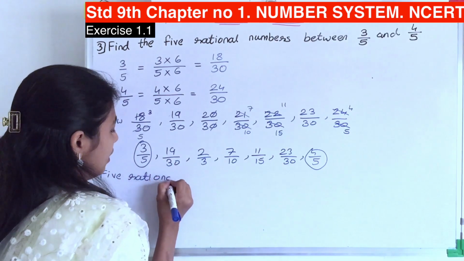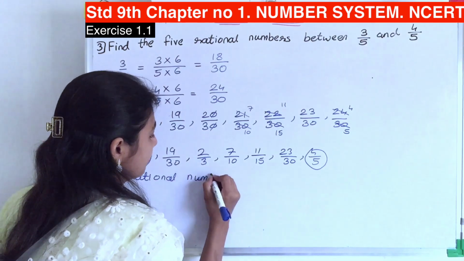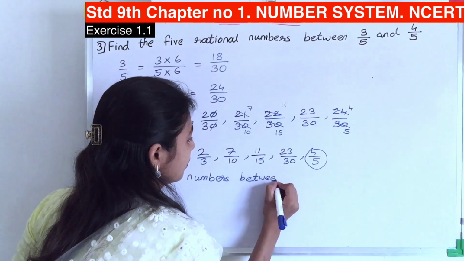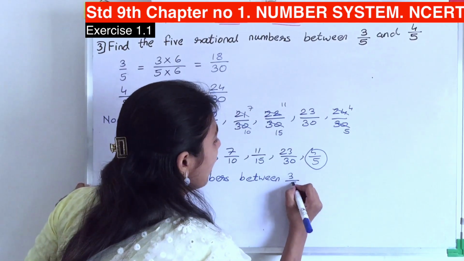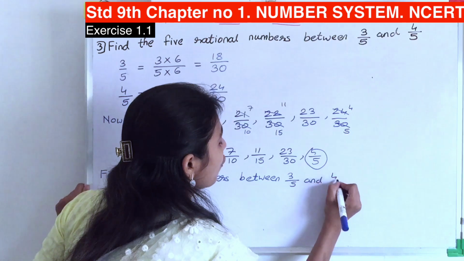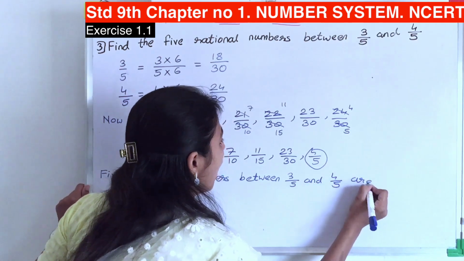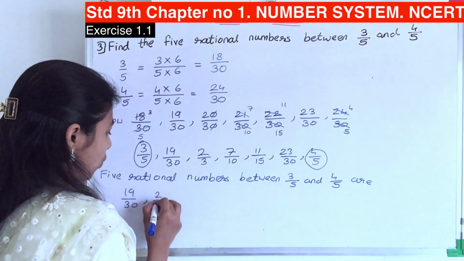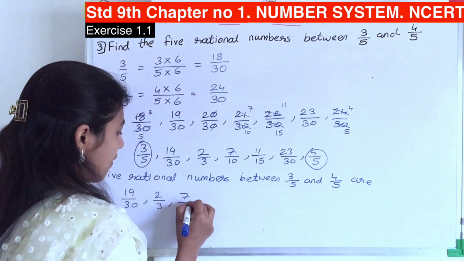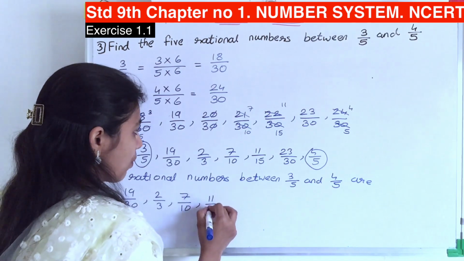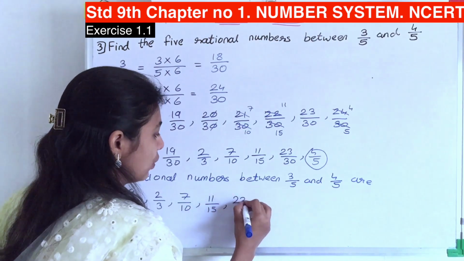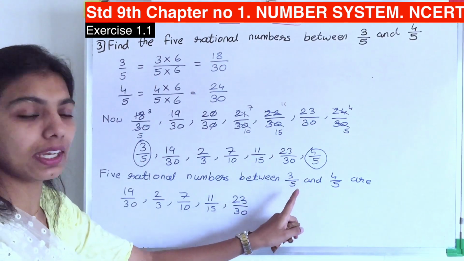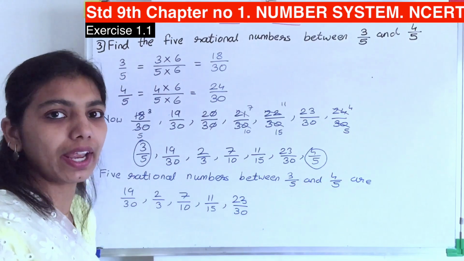So 5 rational numbers between 3/5 and 4/5 are 19/30, 2/3, 7/10, 11/15 and 23/30. These are the 5 rational numbers between 3/5 and 4/5.